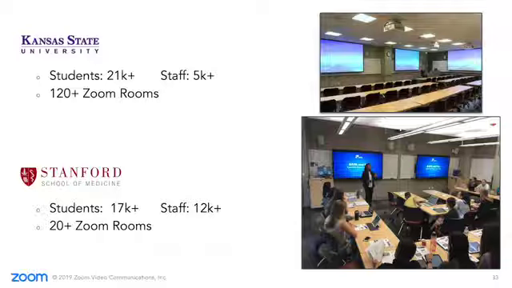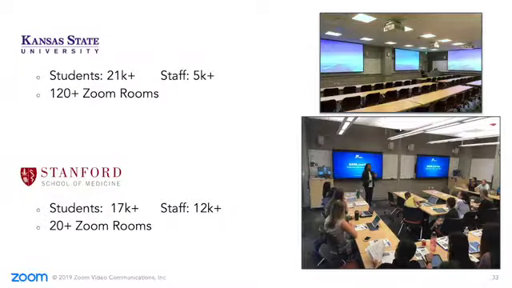Other great customer references are Kansas State University. They've got about 21,000 students, 5,000 faculty members, and 120 Zoom rooms. So these are all classrooms equipped with that equipment, so they can do those remote classes with video conferencing. And Stanford University, obviously very famous in the US and California, they've got 17,000 students, about 12,000 staff, and they're just starting to deploy Zoom rooms. They've got about 20 now, and this is going to grow to obviously a few thousand.